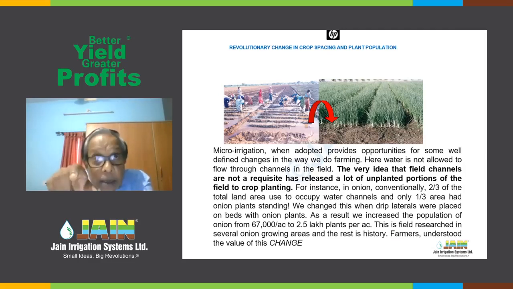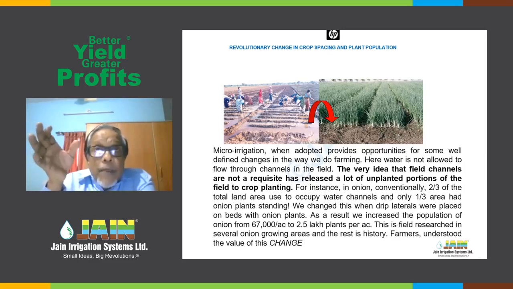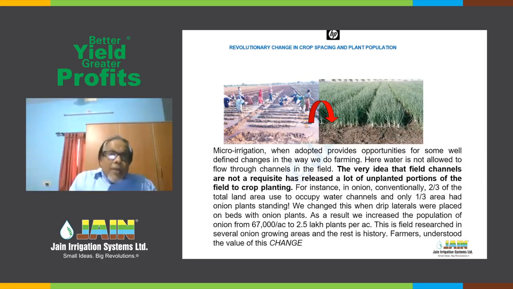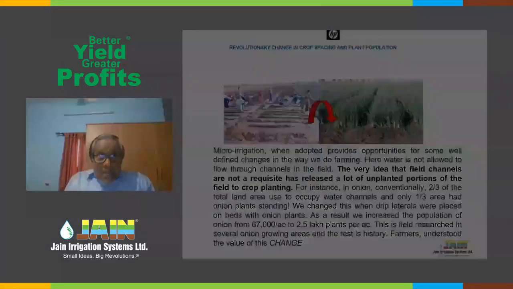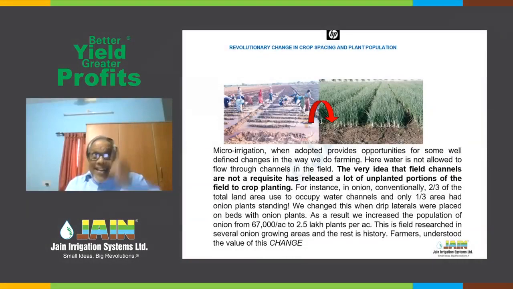And that spreading of the water in that particular soil is a property of the soil. And that property of the soil helped us in changing the crop geometry. And when we change the crop geometry, the population changed for more yield, for a much lesser use of water than the left-hand side picture.